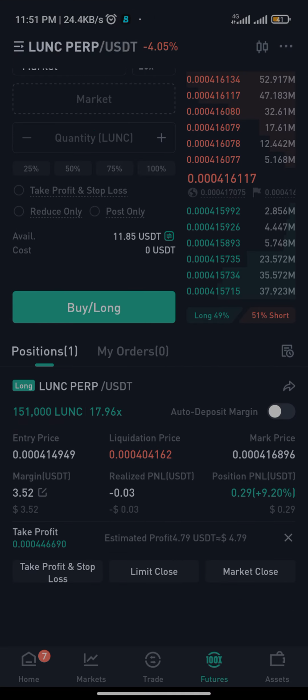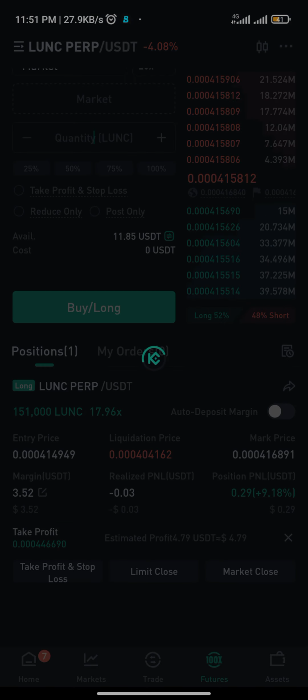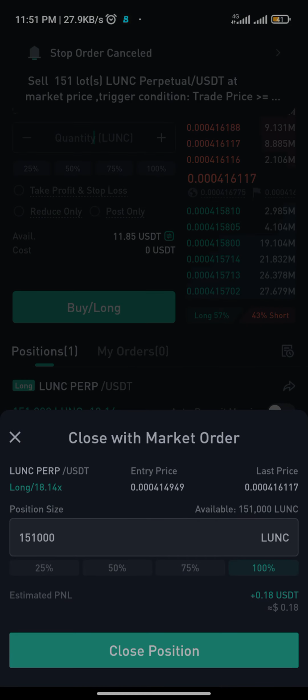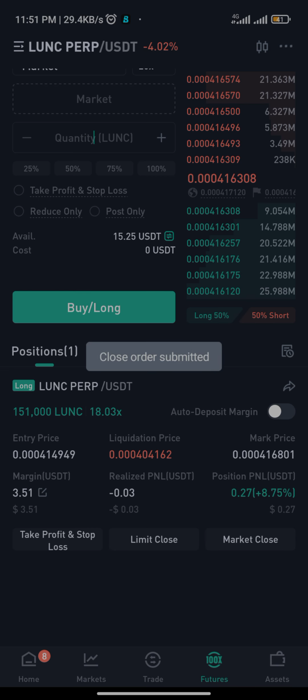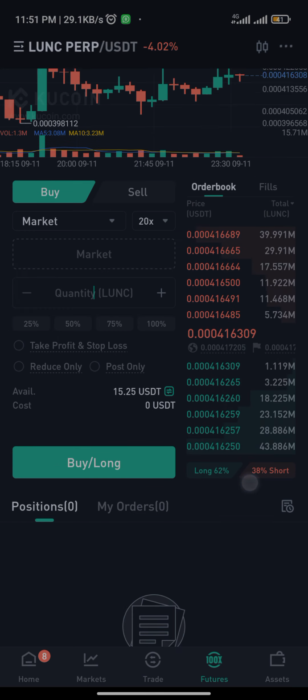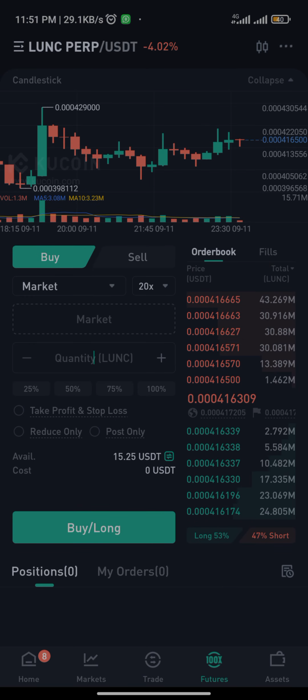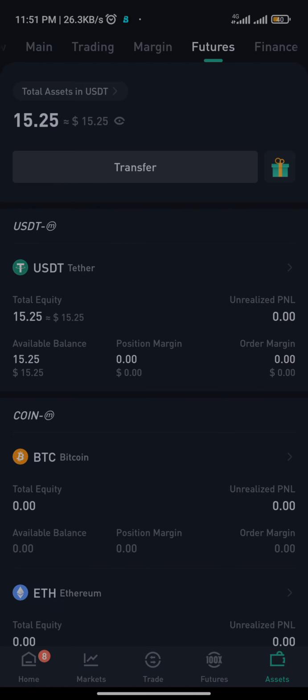I'm just going to close the trade now. I have 29 cents currently, so I'll just click on close market, and then I'll choose 100%. I click on confirm. Yeah, so I just made 18 cents with $3. So do the math if I put more money in there. That's just how it works, and you can see the stuff just went up now.